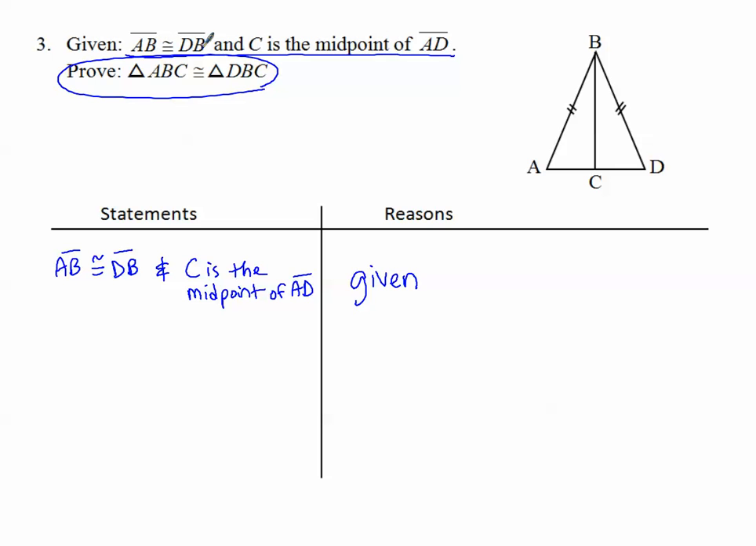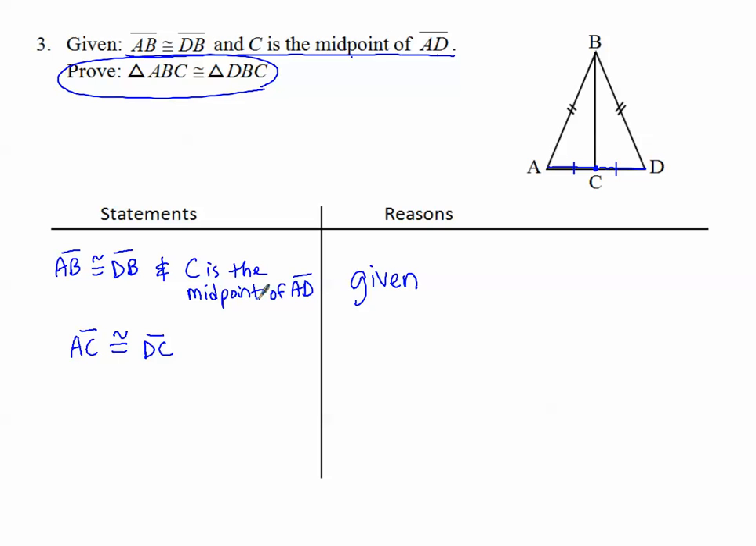AB is congruent to DB. That was marked for us too. C is the midpoint of AD. Well, if this is the midpoint, how do we show that? Midpoint means the middle. How do we show this is the middle? This side's congruent to this side. That's exactly it. So we're going to say segment AC is congruent to segment DC. We put a congruent slash here and a congruent slash through here. Those are congruent. Why? Because we know what midpoint means.